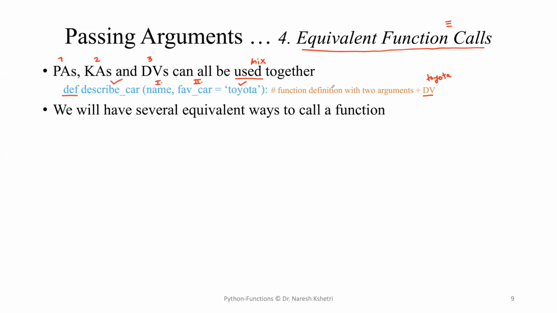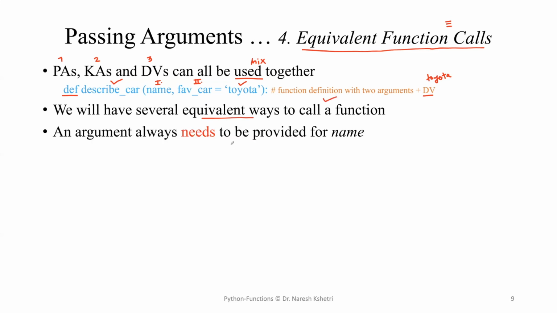So we will have several equivalent calls, or several ways of making a function call, and we will see how exactly that works. An argument always needs to be provided for name only, meaning only for the first value. Why? Because we have a default value, Toyota, for the second one, so we only need to provide the first one. So something like this.